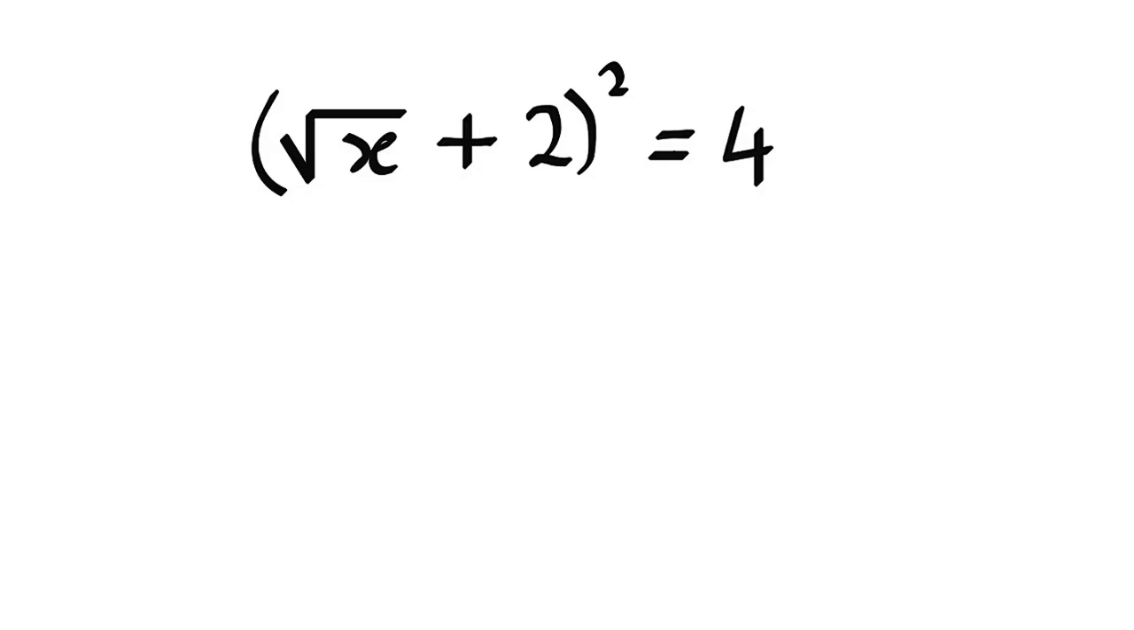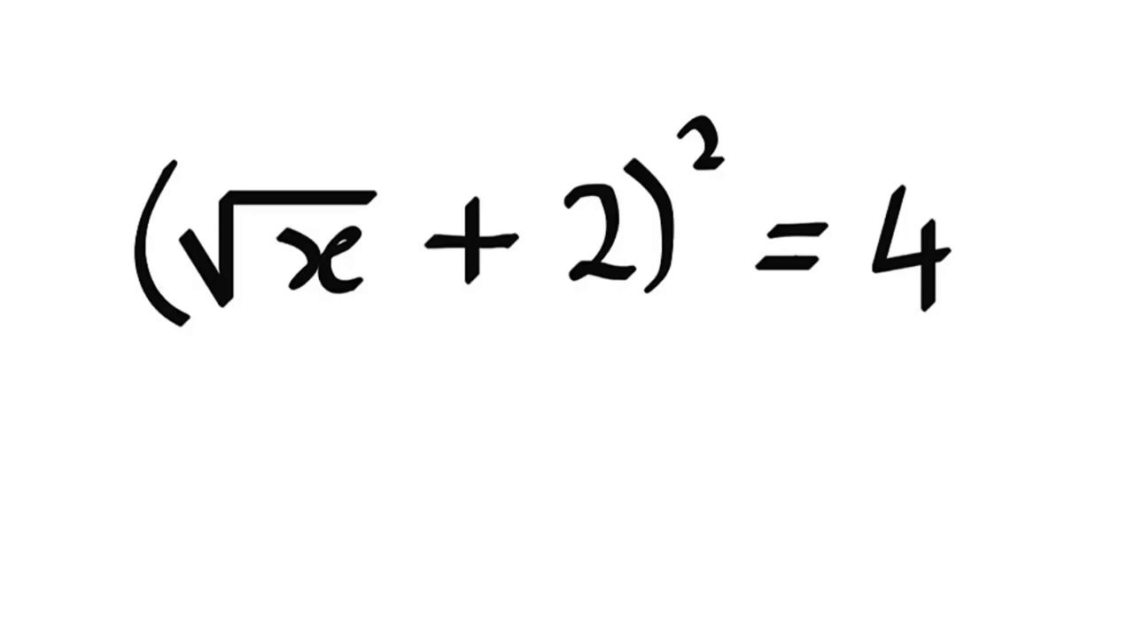We are given (√x + 2)² = 4. So what will be the value of x? Let's see what we're going to do. Since we have a square here, what we need to do is to take the square root of both sides.